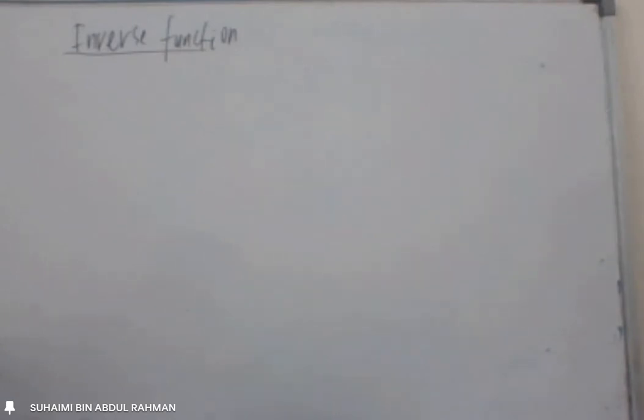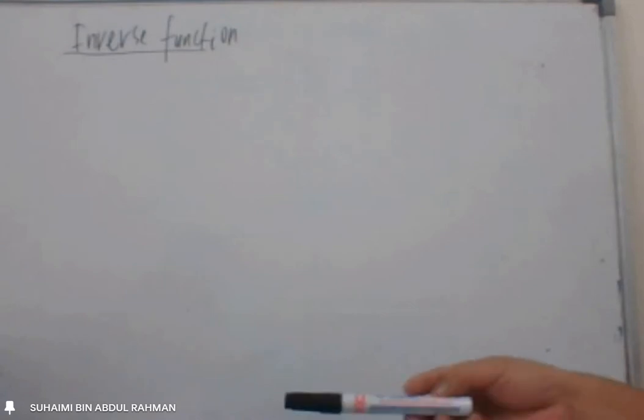If the function is one-to-one, then the function has an inverse function. So for the function to have an inverse, the function must be one-to-one.